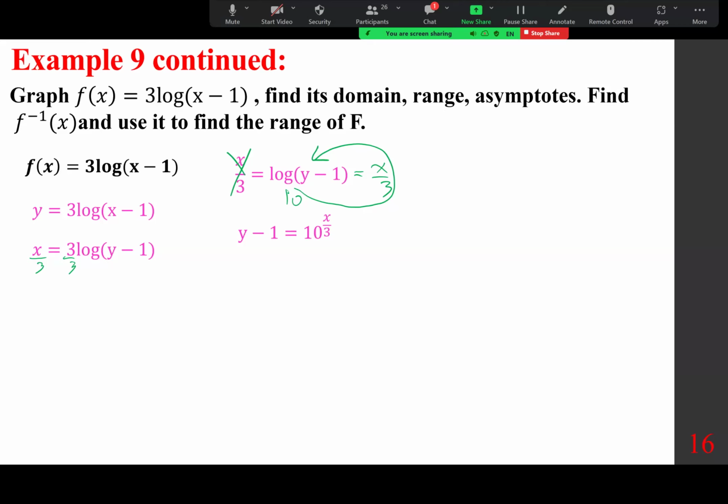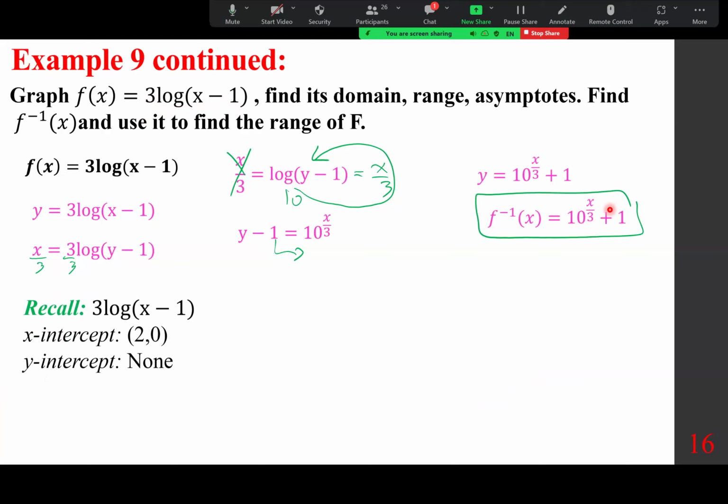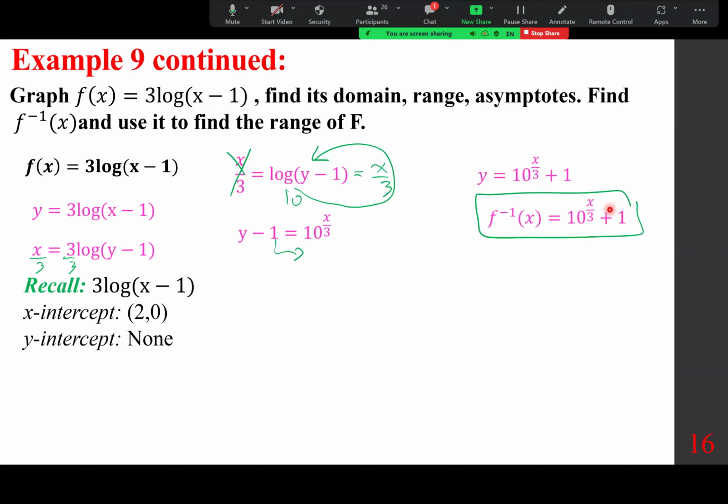All right. So y is what? Move it and call it f inverse. So given f of x equals 3 log (x minus 1), f inverse is 10 to the power of x thirds, plus 1. And we remember the x-intercept was (2, 0). The y-intercept was none for that, which means for this function, there is no x-intercept. The y-intercept is (0, 2). That's the meaning of it.